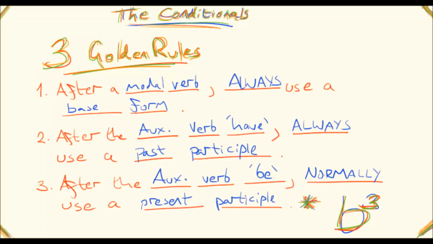And once again, why is it normally? Well, it's normally a present participle because we can also follow the auxiliary verb to be with a past participle. That's what this B3 symbol is all about down here, and that creates what kind of structure? That creates a passive voice. So that's why I say normally there. If you want some further revision of those rules, head on back to lesson 1 and watch that again and then rejoin us.